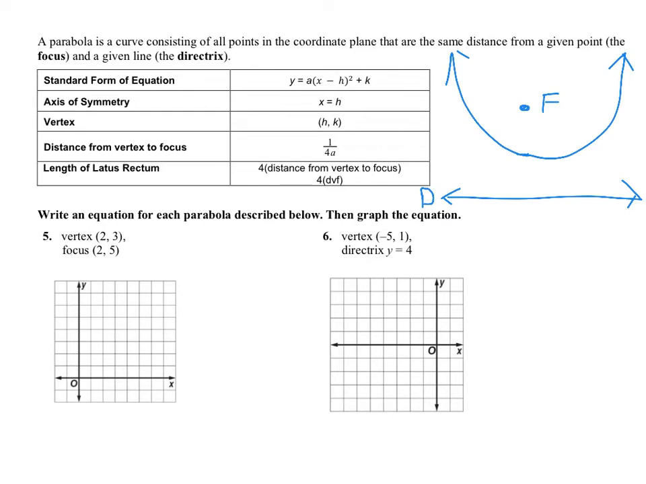Okay, now another thing we're going to introduce to you is how far is it from the vertex to the focus? That distance is 1 over 4a. The distance from the vertex to the directrix is also 1 over 4a. So that's sometimes called the DVF. The distance from vertex to focus is 1 over 4a. And technically, it's absolute value of 1 over 4a because distance can't be negative.